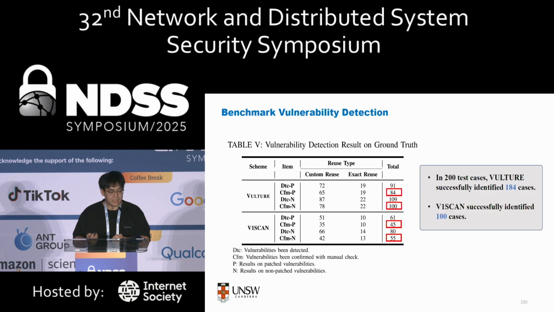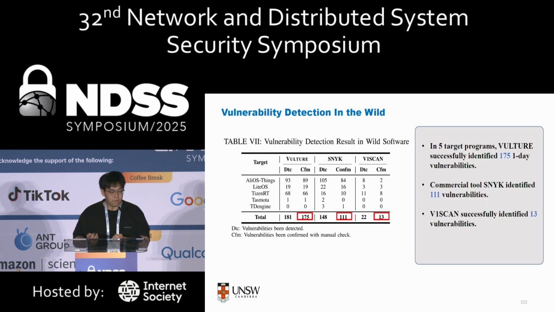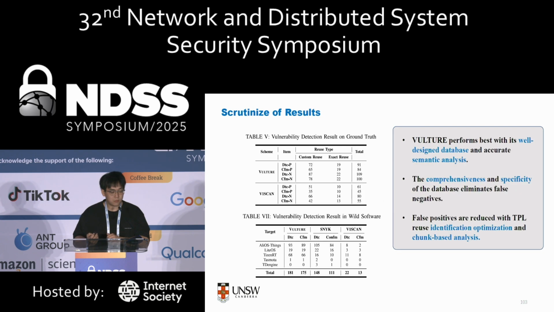And then the benchmark vulnerability detection. In 200 test cases, Vultr successfully identified 184 cases, while our baseline only identified 100 of them. For vulnerabilities in the wild, in 5 target programs, Vultr successfully identified 175 vulnerabilities, while the commercial tool only identified 111, and our academic baseline only identified 13 of them. Vultr performed best with its well-designed database and accurate semantic analysis.